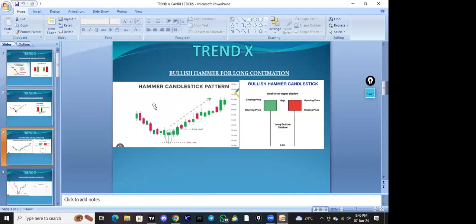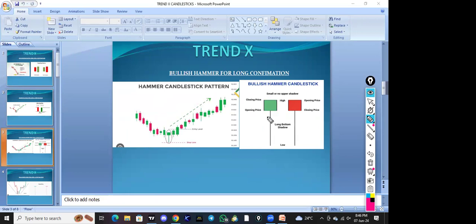The third candle is the hammer candlestick, and we see this candle many times. It can have a wick or no wick, it doesn't matter. Sometimes we see a wick also, but without a wick is very strong. This is a reversal sign.